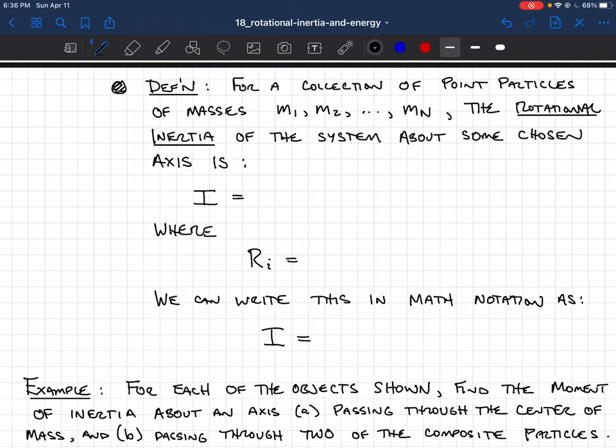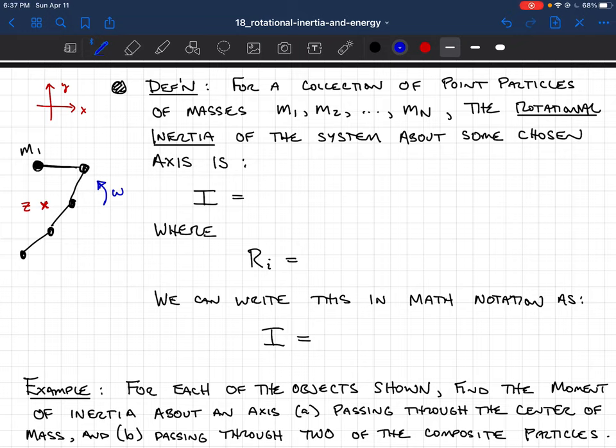If we have a collection of point particles, I'm usually going to represent these as little points of a certain mass, and then maybe we'll connect them because the objects that we're talking about are rigid objects. So we'll connect these objects here, and then we're going to rotate them in the plane. So we're going to have a z-axis. Let's say this is the xy plane, the plane of the page, and I can choose this point as my z-axis. It's coming out of the page, for example. So I can rotate this object about the z-axis here.